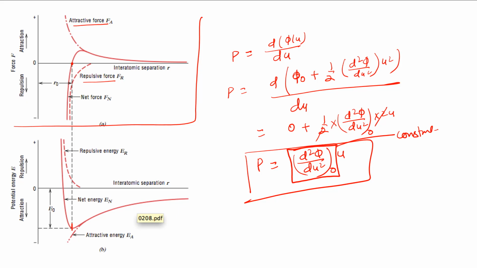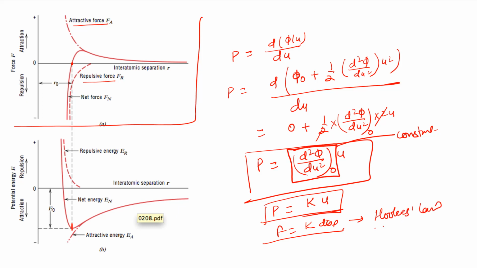Because this is the double differentiation of this at location u is equal to 0. That means this will be a fixed term. So that's why we can write p is equal to some constant k into u. So p is nothing but the force. So force equal to some constant k into this displacement, and this is the form of Hooke's law, right?